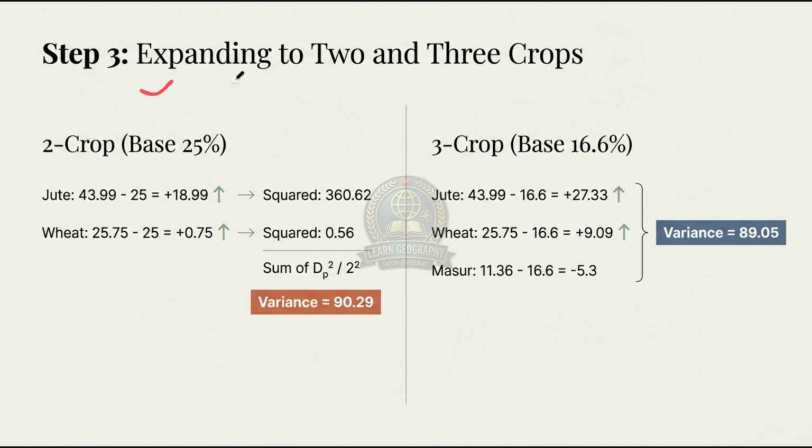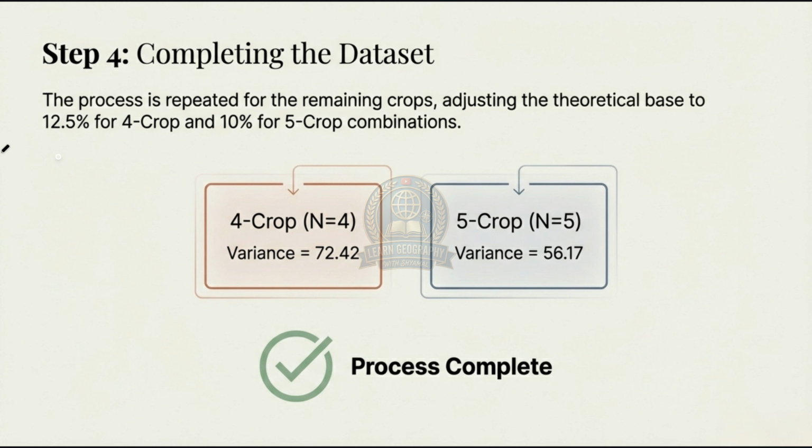Step 3, expanding to 2 and 3 crops. The 2 crop base is 25% and the 3 crop base is 16.6%. This is the formula again. Variance 90.29 and variance 89.05. Step 4, completing the dataset. The process is repeated for the remaining crops, adjusting the theoretical base to 12.5% for 4 crops and 10% for 5 crop combination. 4 crop variance 72.42, 5 crop variance 56.17. That's how the process is complete.